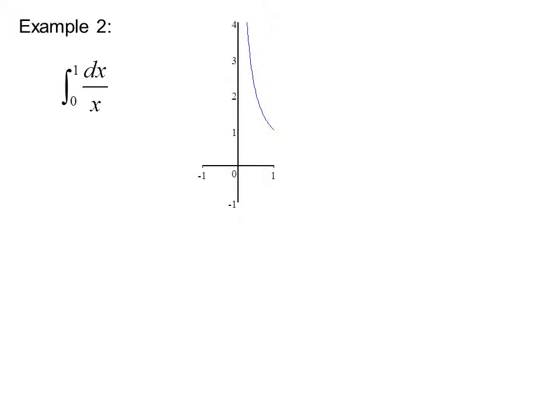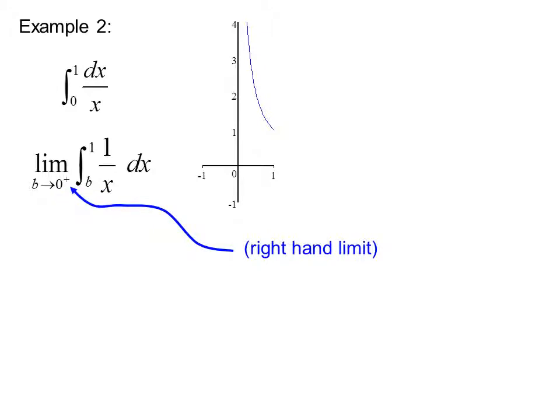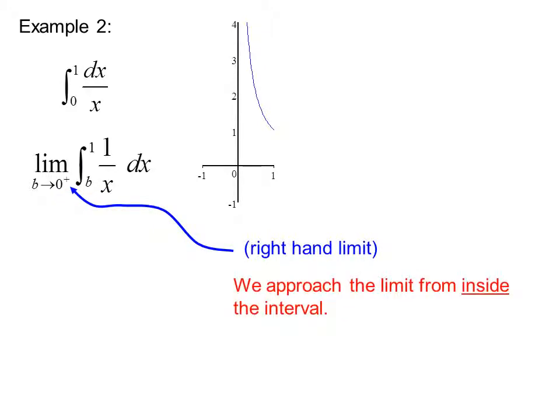Example 2. The integral from 0 to 1 of dx over x. This looks similar to our last example, so we might expect similar results. We can write this improper integral as the limit as b approaches 0 from the right-hand side of the integral from b to 1 of 1 over x dx. Notice we use a right-hand limit because we approach the limit from inside the interval.